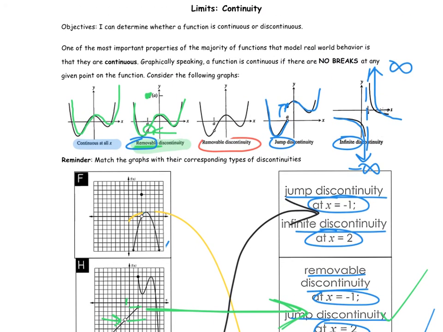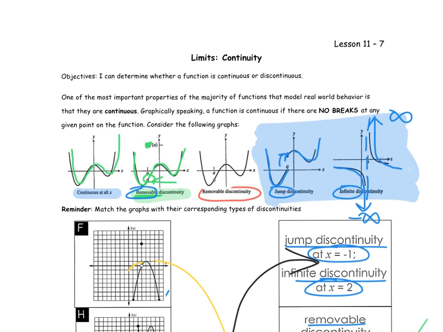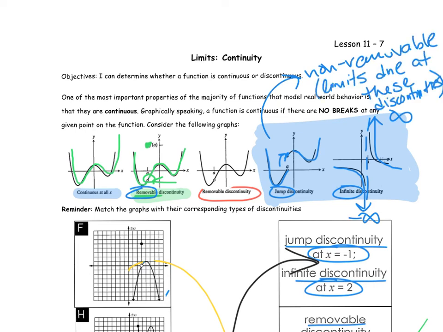I do just want to quickly go over how in these two examples here, for the jump and the infinite discontinuity, we actually also call these non-removable discontinuities. So what that means, a non-removable discontinuity, and I'm going to write that down here, is that limits don't exist at these discontinuities. All right, so I have that written there for you. I'm sorry for the handwriting. We have this as non-removable.